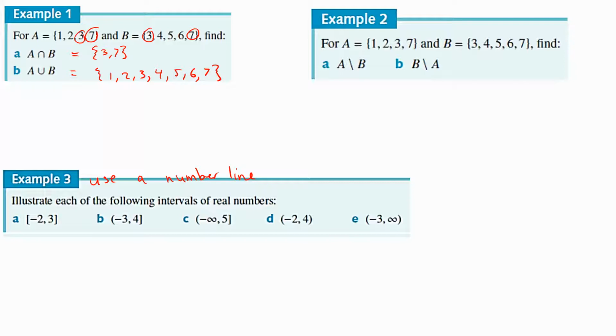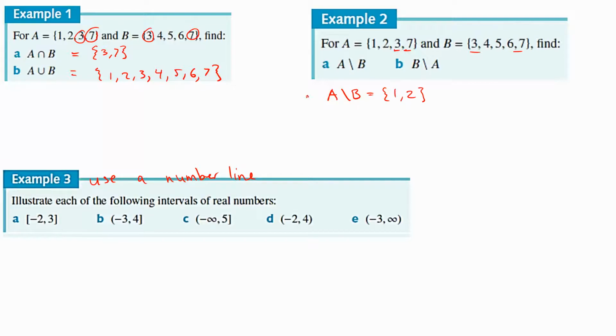Next one. A is this, B is that. It says I want A and exclude B. So A exclude B means whatever you have that is in B, get that out. Currently B has 3, 4, 5, 6, 7, and there's a 3 and a 7 there that is in A. I don't want 3 and 7. So my answer should be 1 and 2.